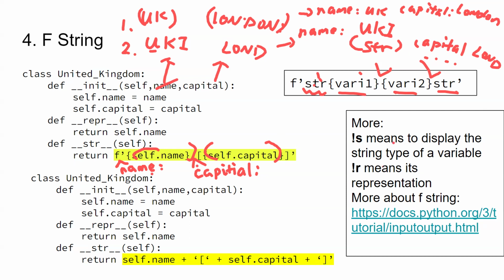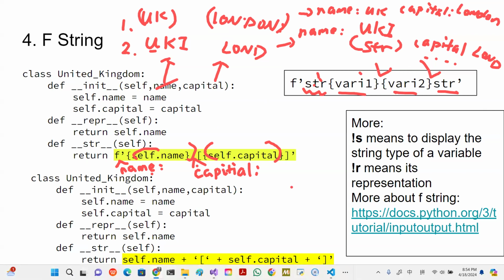And I have more here from python.org about the f-string. So this one is to display the string type, and this one is to display the representation, I guess. So we can just know about it, and I guess it will be of use.